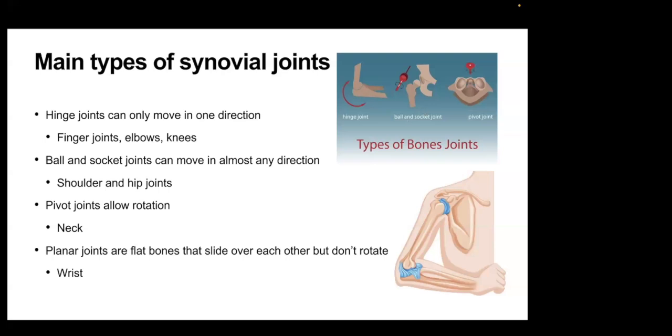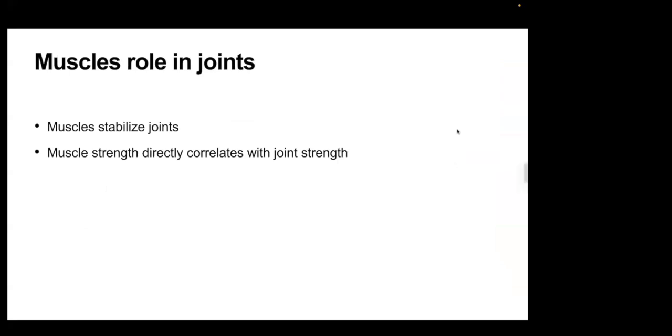Touching on this next one, the muscles' role in joints. The muscles form a supportive network. Bones do a great job. They hold up all the weight. They hold up all the force. They're perfect for that. But they also need a little bit of support, and that's where the muscles help as well. Muscle strength correlates directly with joint strength. If you do not have good, strong muscles around the joints, there's a good chance that the joints may be weak and may not be functioning as well as they can.